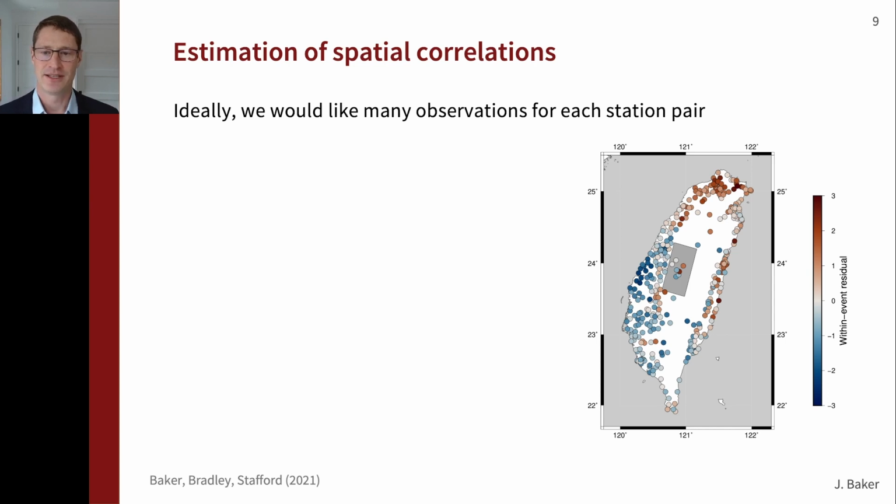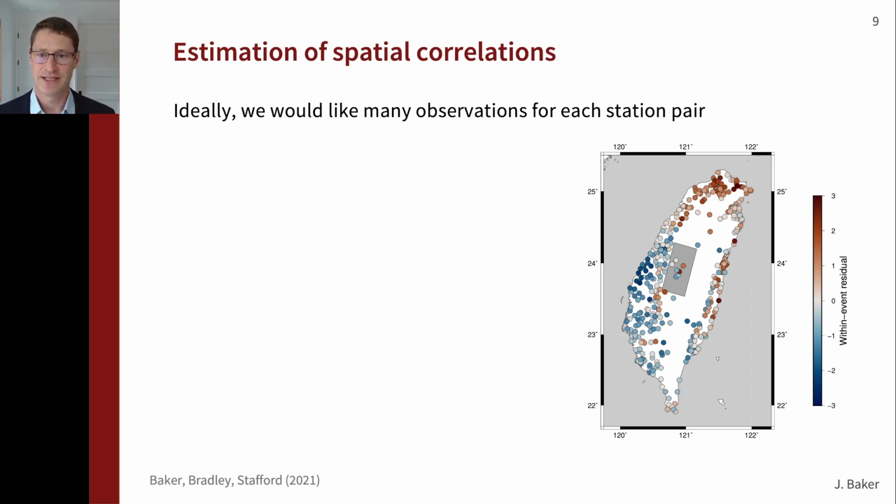We see these patterns like in this map on the right that I've shown a few times, and we'd like to take that data and then estimate, what do the correlations look like? I actually already used some estimated spatial correlations for those results shown on the previous two slides. Let's talk for a few minutes about how we do that.